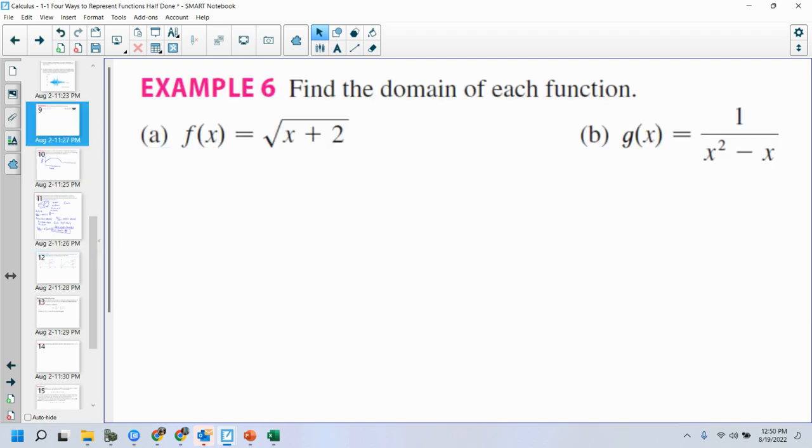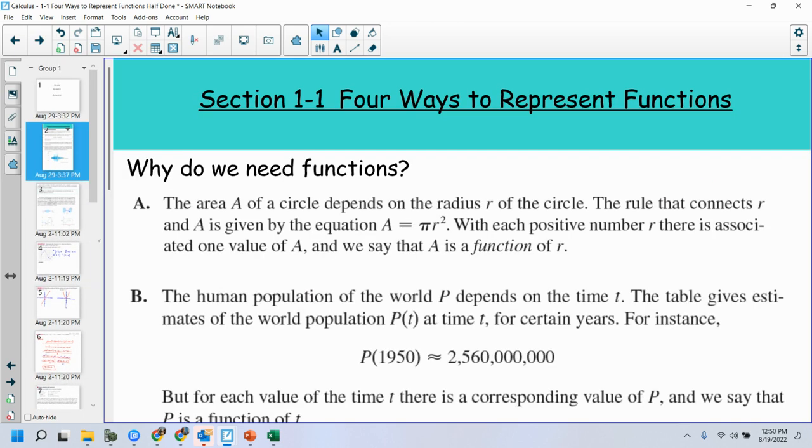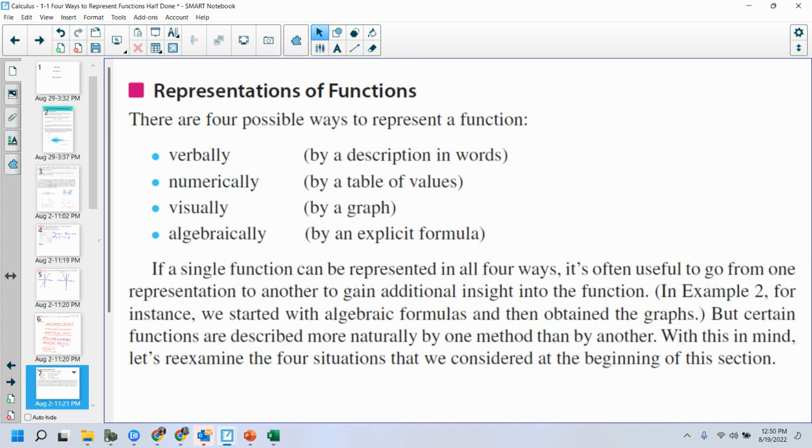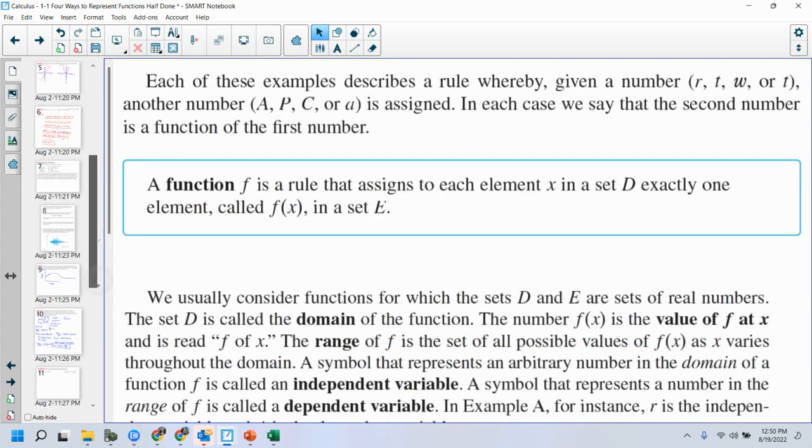So section 1.1. Section 1.1 was all about different ways that we talk about functions and why we need functions, right? Functions are just ways to demonstrate or to model real life situations, and we can talk about them verbally, numerically, visually, algebraically, all sorts of different ways. What we're really going to do in calculus is tie all of those together to wrap our minds around how a function acts and how we can work with it.